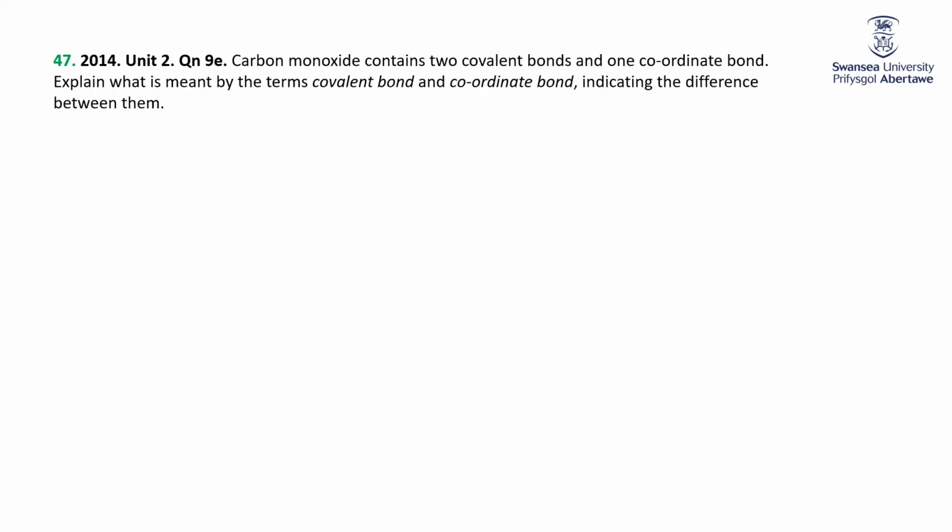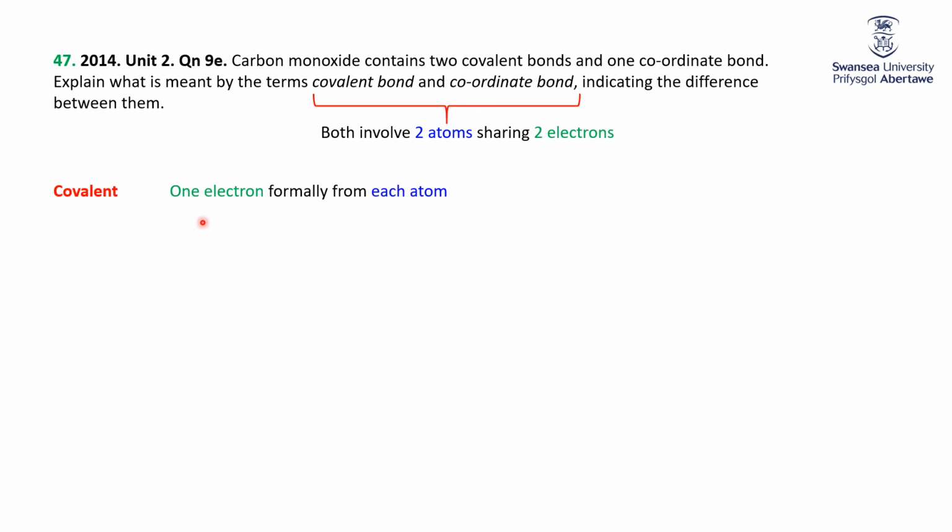Carbon monoxide, 2 covalent bonds, 1 coordinate bond. What's meant by the terms covalent and coordinate bond, indicating the difference between them. Both of them involve 2 atoms sharing 2 electrons. Covalent bond, each atom puts 1 electron into that pair of electrons. Coordinate bond, both of the electrons in the bond come from 1 atom.